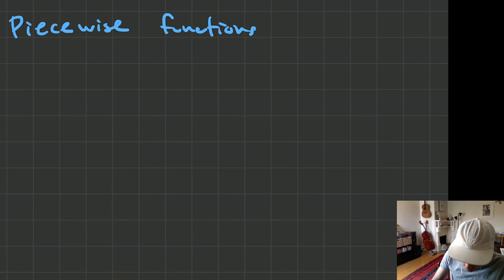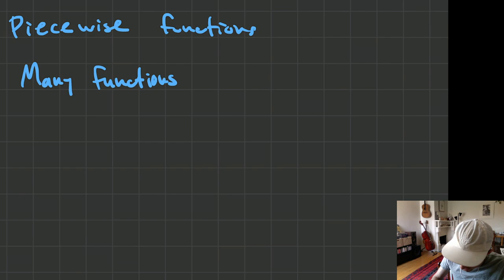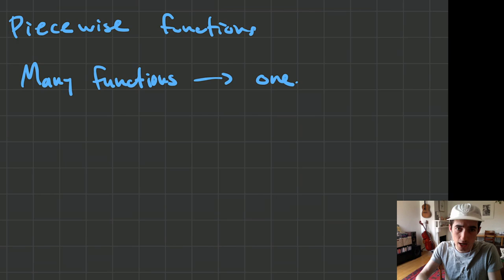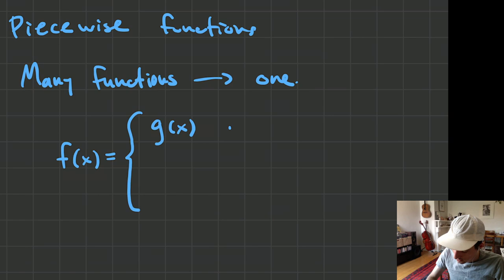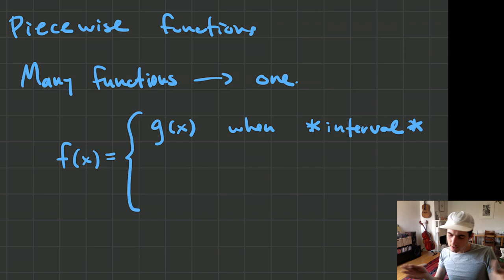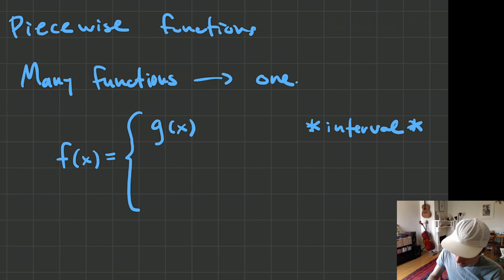Piecewise functions. This is a way of getting many functions into one. So you've got several functions, and then boom, you squish them all into one sort of mega function. The way you would do that is you would say, this is my function f of x, and f of x is equal to several different things. Maybe it's equal to some other function when x is in some interval.